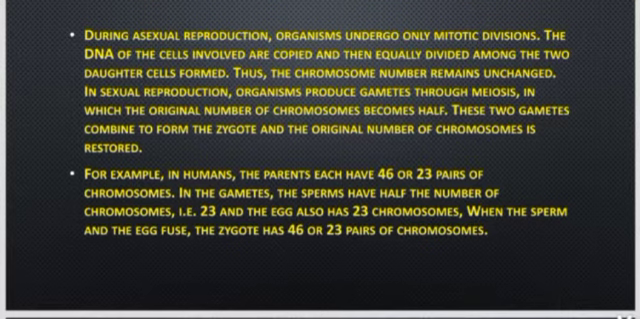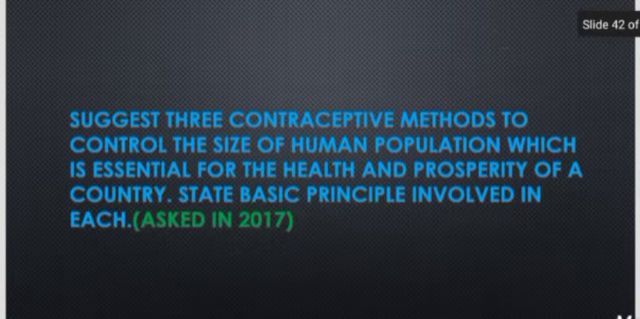Next: suggest three contraceptive methods to control the size of the human population, which is essential for the health and prosperity of the country. State the basic principles involved in each.